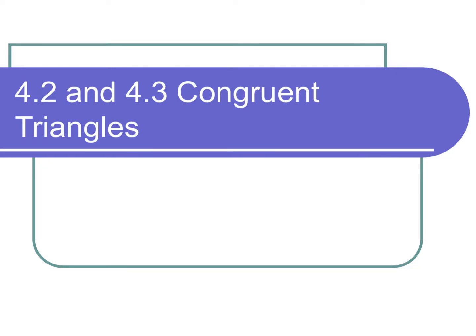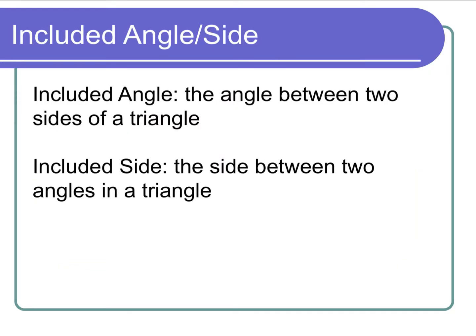In this video, we will introduce congruent triangles and learn about the side angle relationships in triangles. First, let's talk about the included angle and the included side. The included angle is the angle between two sides of a triangle. So if I had my triangle and the two sides I were given was these two sides, the included angle is the angle between those sides.